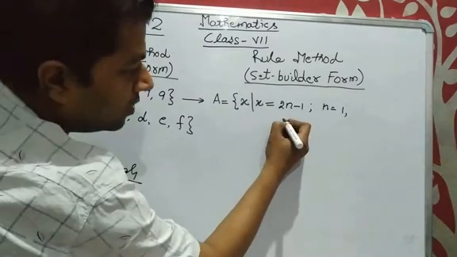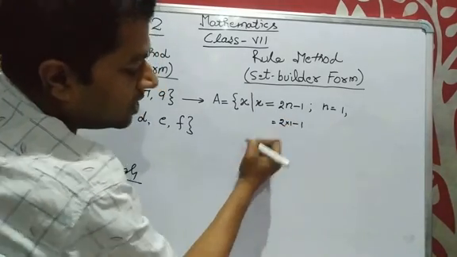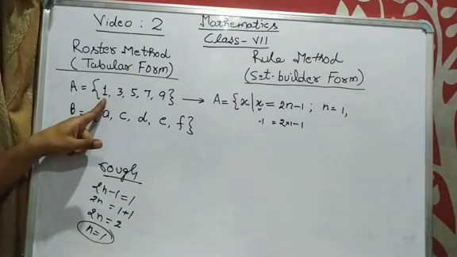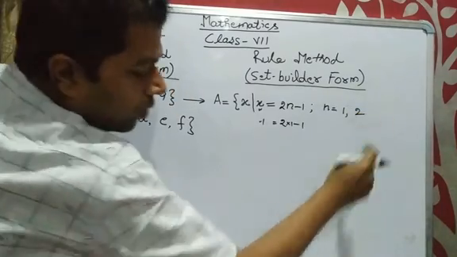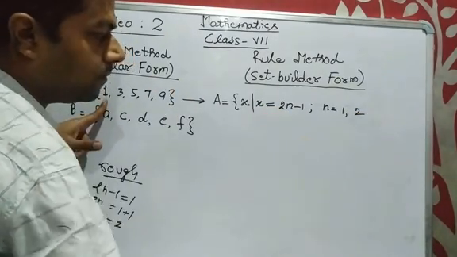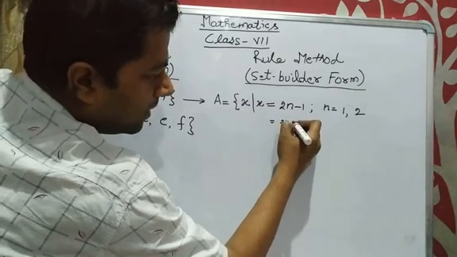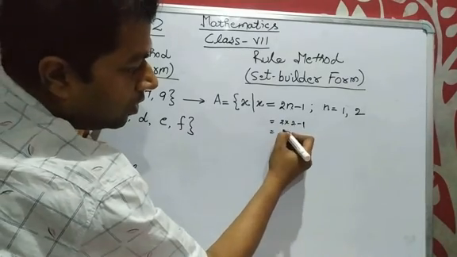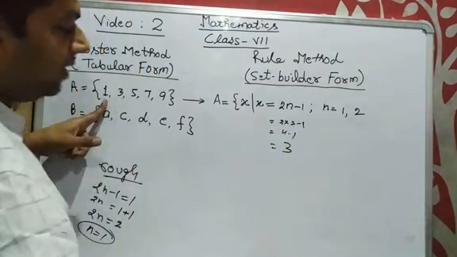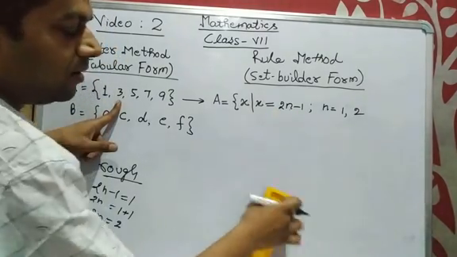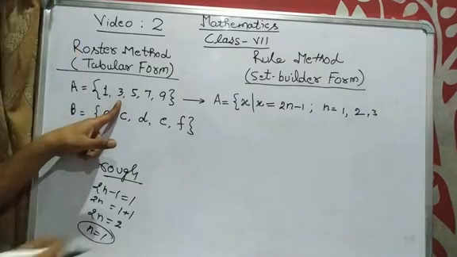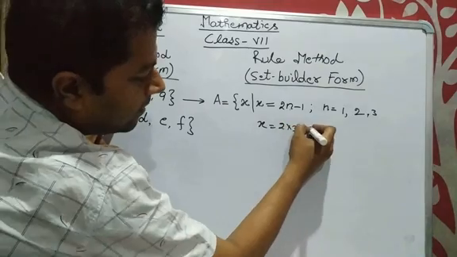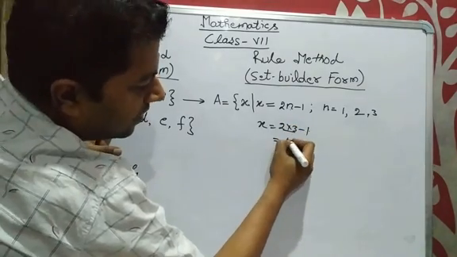put here n = 1: 2 into 1 minus 1 is equal to 2 minus 1, that is 1. Value of x is equal to 1. The second time we are taking n = 2: 2 multiply 2 minus 1. The value of n we are putting here is 2. So 2 twos are 4, 4 minus 1 is 3. The next element is 3. The third time we are taking n = 3: x is equal to 2 multiply 3 minus 1, which is 6 minus 1, 5.